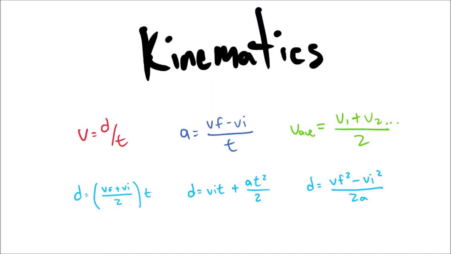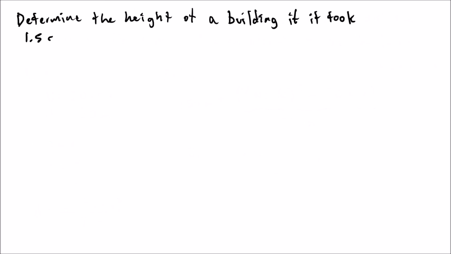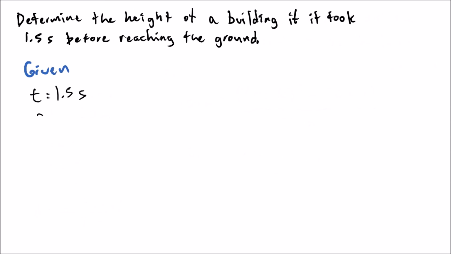These are the equations for horizontal motion. For vertical motion, it will be slightly different. We only have to replace acceleration with a constant value, g, or the acceleration due to gravity. For example, determine the height of a building if it took 1.5 seconds before a pebble reaches the ground.